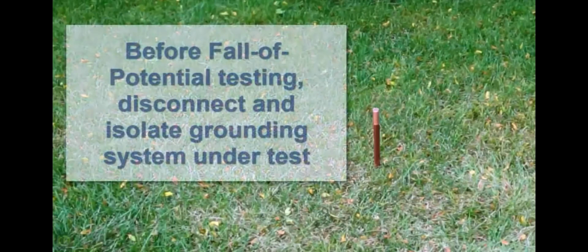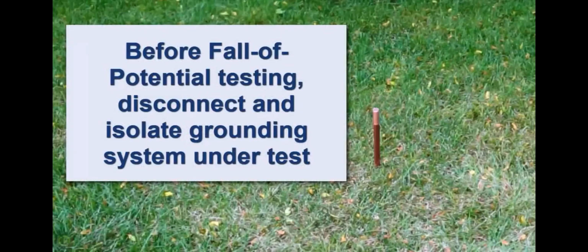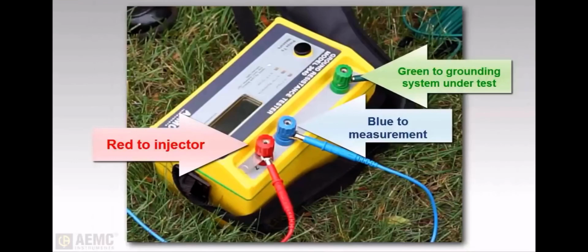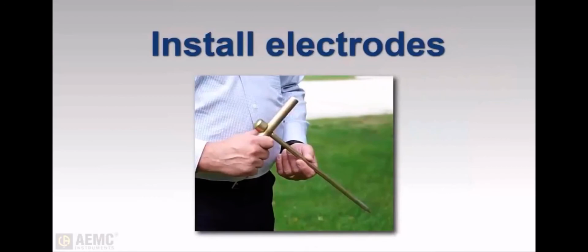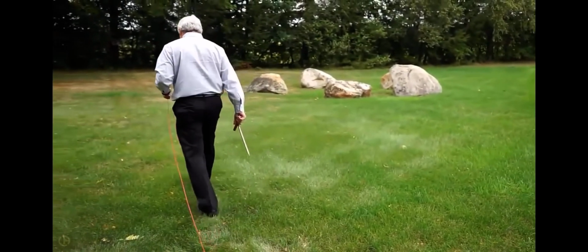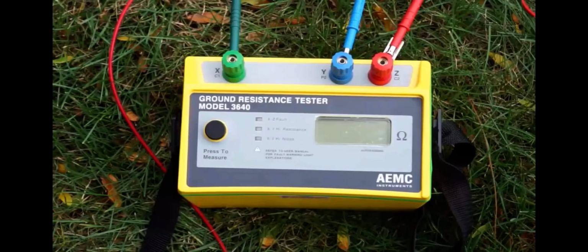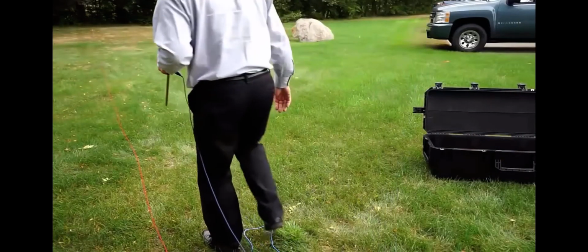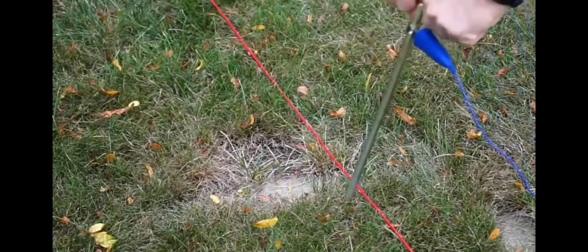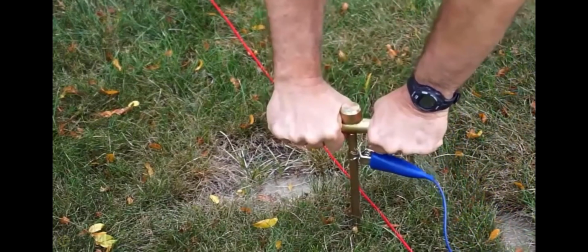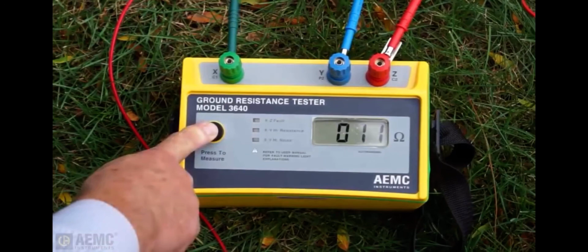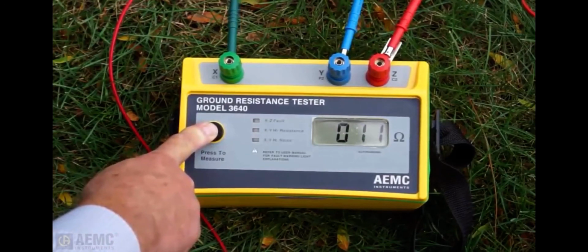Before connecting the ground rod under test to the instrument, the rod must be disconnected and isolated from service. To measure our ground rod resistance, we connect the rod to the instrument's X terminal. We then place the current injecting electrode a minimum of 10 times the rod depth, or 80 feet, from the rod and connect it to the instrument's Z terminal. Finally, we place the potential measurement electrode at 62% of the distance from the rod to the current injecting electrode, connect it to the Y terminal, and take a measurement. We complete the test by taking measurements at 52% and 72% of the distance between the ground rod and current injecting electrode.